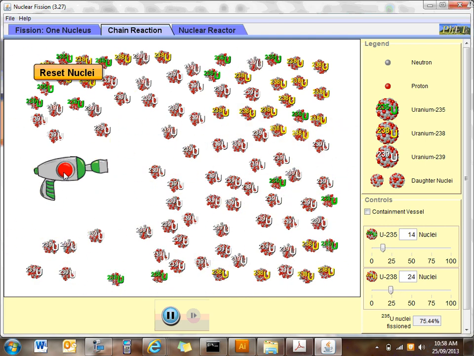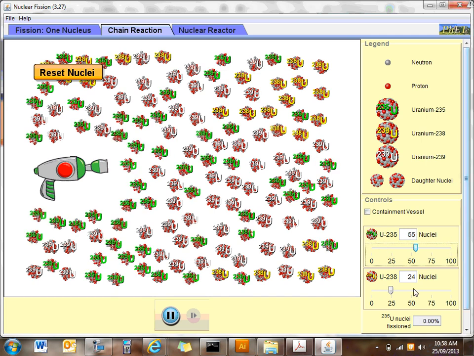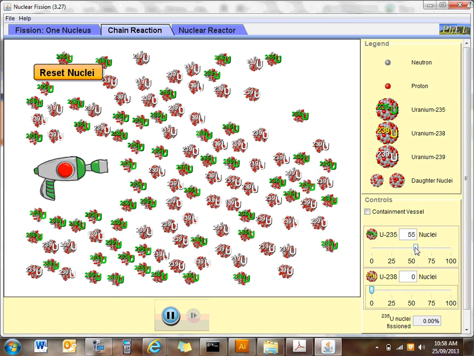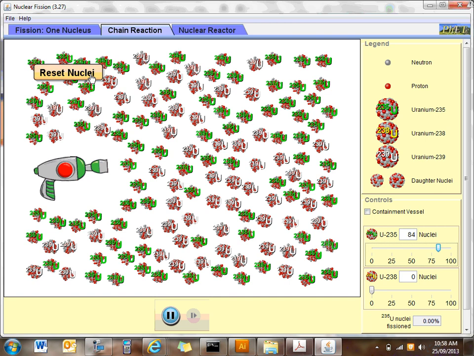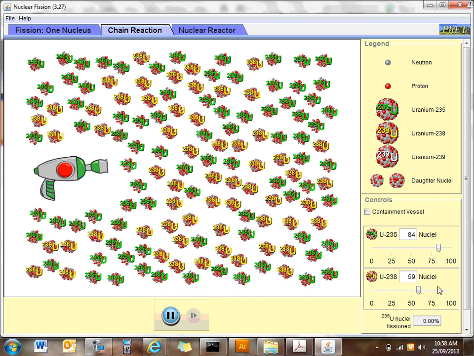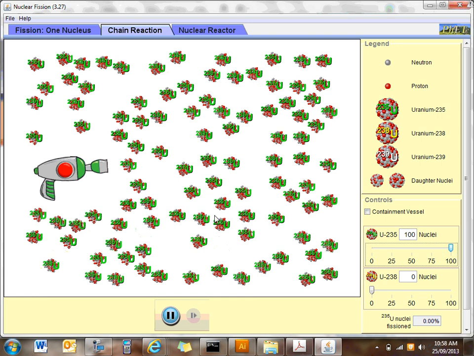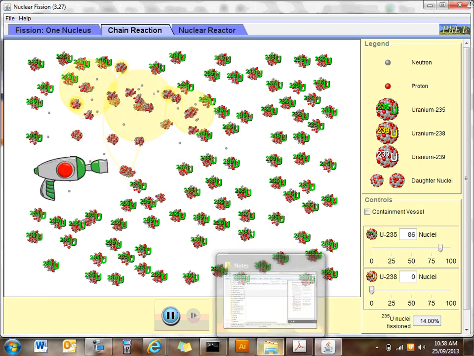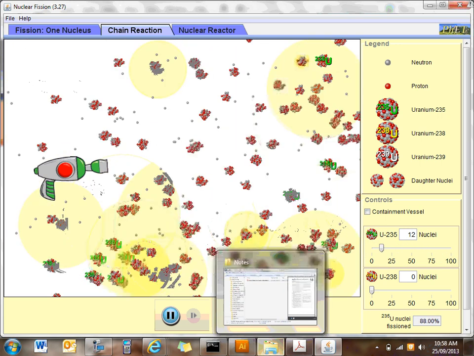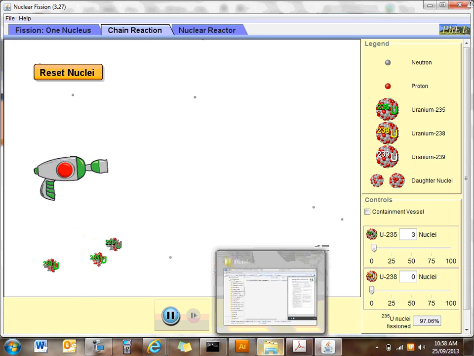Okay, you can see it's not particularly easy to achieve a chain reaction that is controlled. And if I just made it all U235 and no U238, of course, we've got something which could go out of control very quickly. Okay, and we're looking at nuclear bombs.